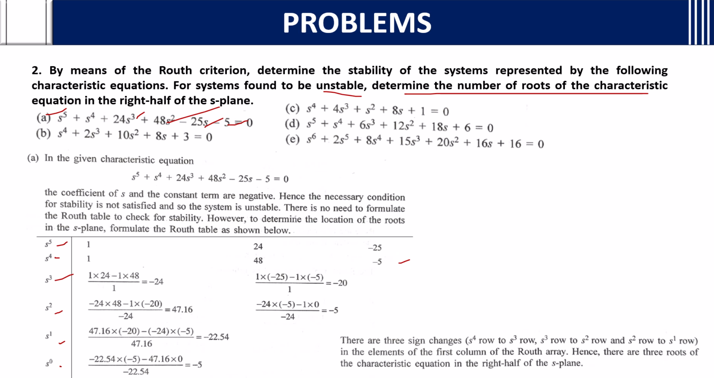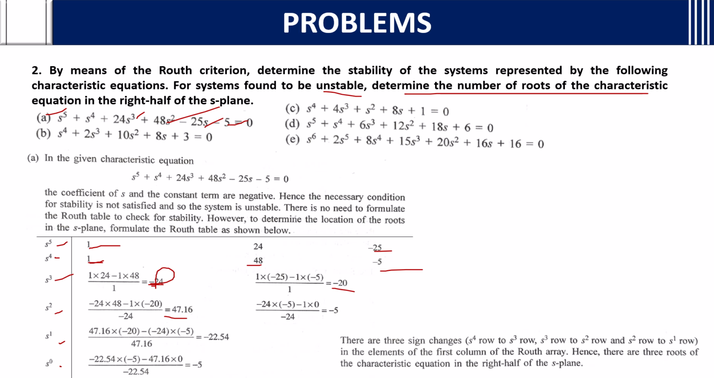We have written it now. After writing, what will we do? We will multiply: 1 into 24 minus 1 into 48, that is 24 minus 48, by 1. We get minus 24. Then next, 1 into minus 25 minus 1 into minus 5, by 1. You get minus 20. In the same way, next: minus 24 into 48 minus 1 into minus 20, by minus 24. So you will get 47.16.